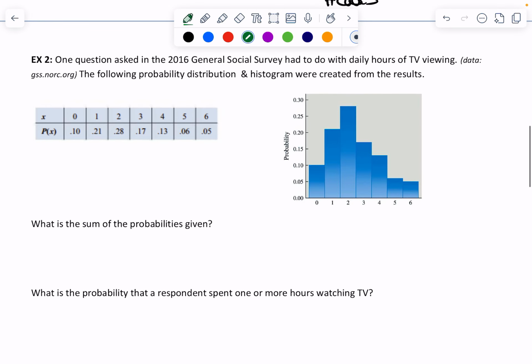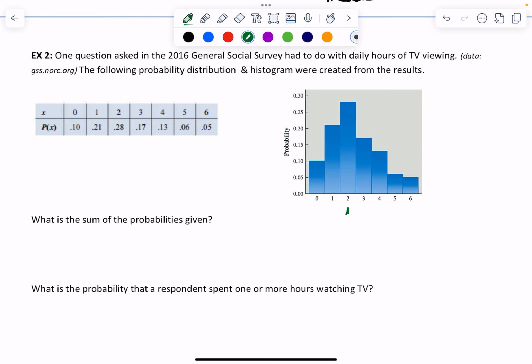Example 2, one question asked in 2016 General Social Survey had to do with daily hours of TV viewing. The following probability distribution and histogram were created from the results. So here's our hours. Probability is right here on the y-axis. And our hours is this, no, of course, our hours is the x. Sorry. And this is the probability. So this is our x value, and this is our y-axis.